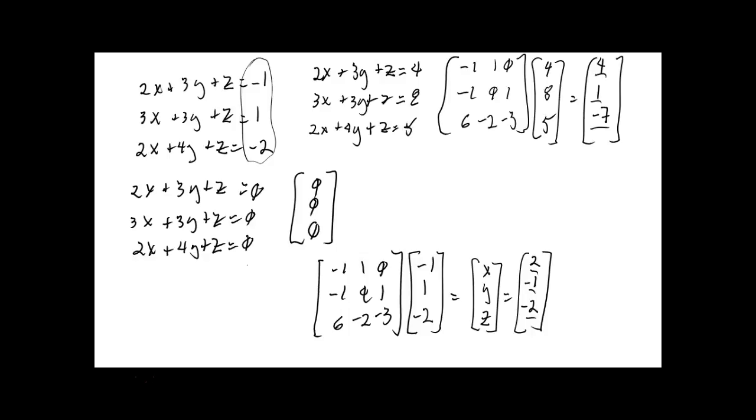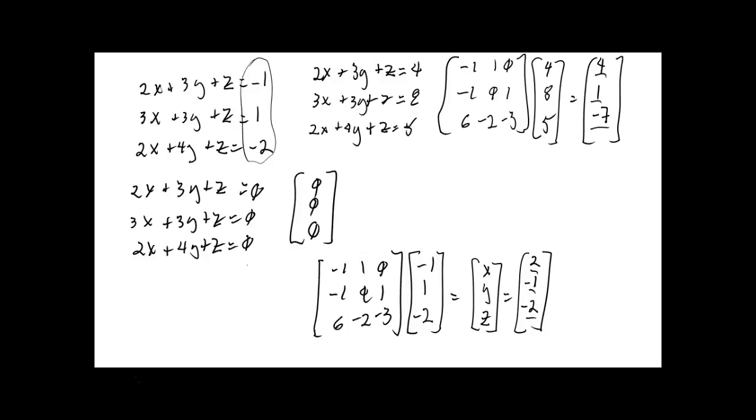How do I know that? Because this matrix is invertible, right? If it's invertible, it has one and only one unique solution. Since the zero vector is always going to be a solution, you may have others, but not if this is invertible. That would be the only solution. You found it.